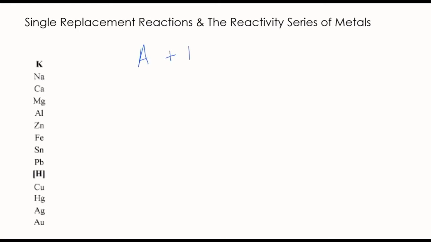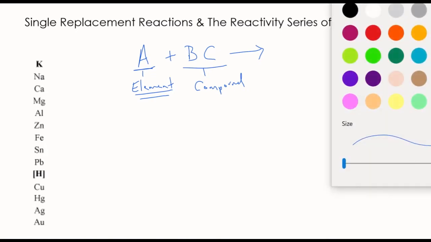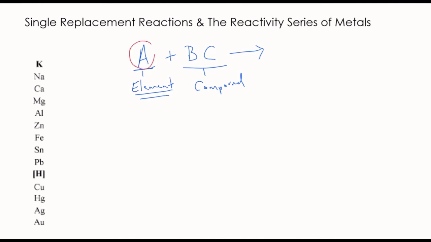Okay, we're going to have A plus BC. So this first thing is going to be some kind of element, and it's going to be by itself. Okay, it is alone. And then the second thing is going to be a compound. So there's going to be two things together. This is always how single replacement reactions will look. Sometimes the compound and element will be in different spots, but you're always going to have one thing by itself, which is the element, and the compound.